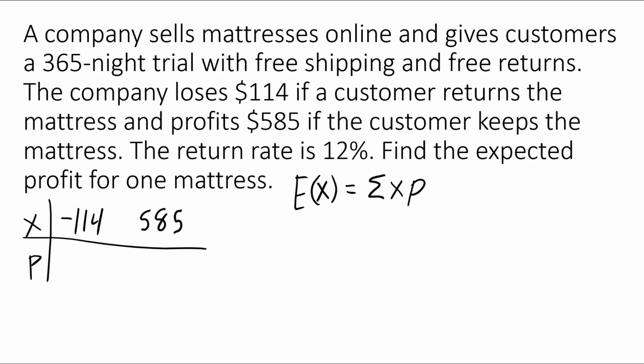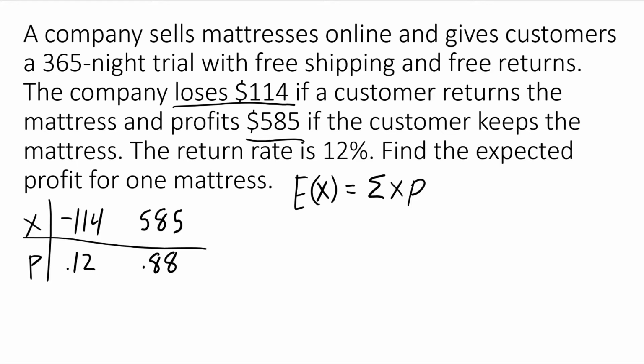Now, the p's, which will go under those, are the probability that each of those happen. So the return rate is 12%, so that goes with the loss of $114. So we put 0.12 under negative $114. If we know that the return rate is 12%, then that means 88% of the customers don't return their mattresses. And so that value goes with the profit of $585. So we'll put 0.88 under $585.